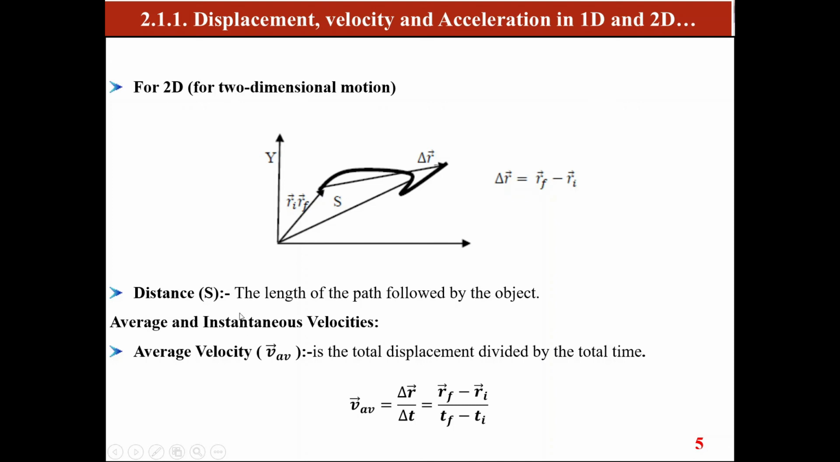Distance is the length of the path followed by the object. Having this in mind, now let's go to the average and instantaneous velocities. Average velocity is the total displacement divided by the total time. The total displacement is r final minus r initial, and the total time is t final minus t initial. So this is how we get the average velocity.